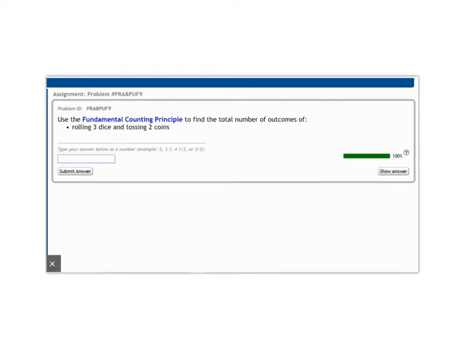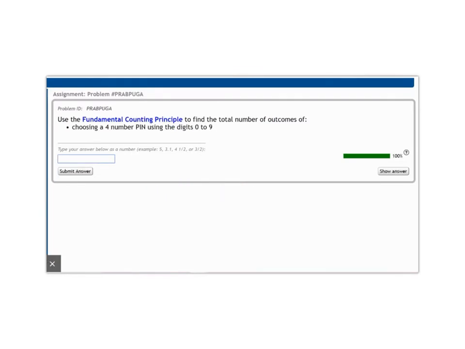Rolling 3 die and tossing 2 coins. So again, we have 6 possible outcomes on each die, and there are 3 of them. And for coins, we have 2 possible outcomes for each coin. So 6 times 6 times 6 for the die, and times 2 for the coins would give us 864 possible outcomes.